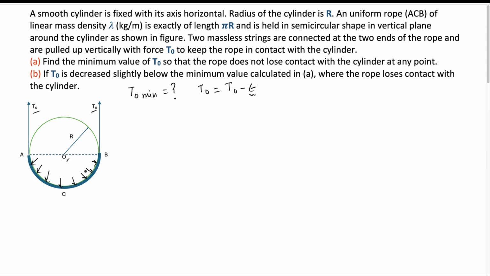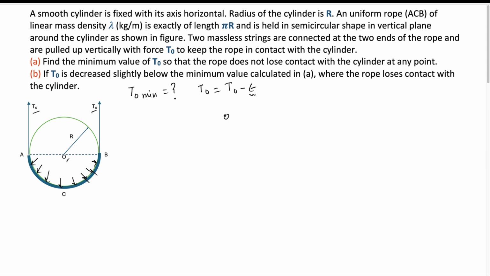Okay. So if you understand this much, then the next question is, how do we approach this problem? What we should do is take a segment of the rope, let's say this segment, and analyze the forces here, and then use Newton's law to balance those forces and figure out the answer.